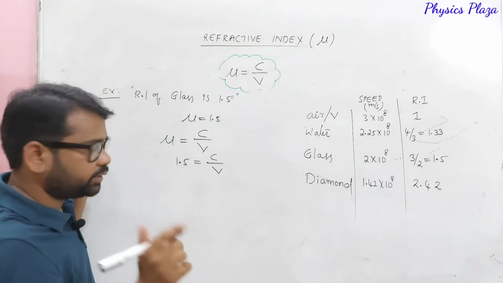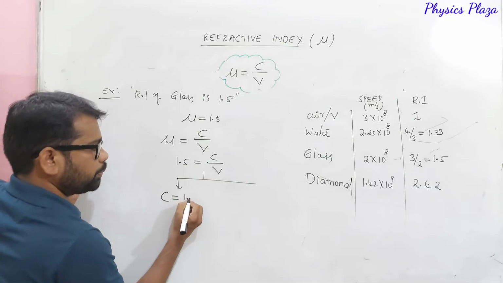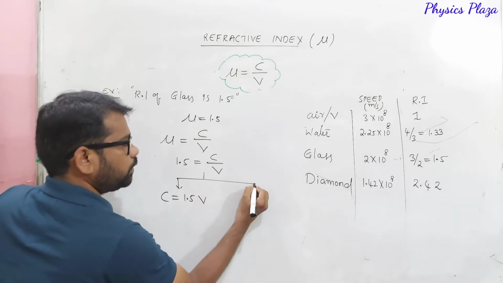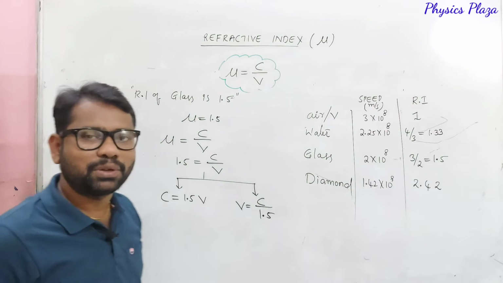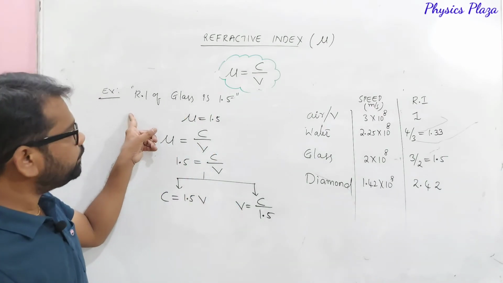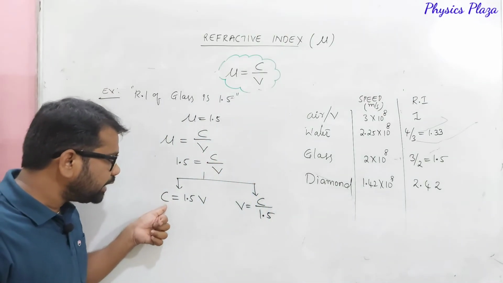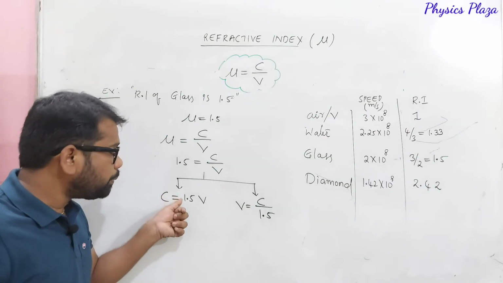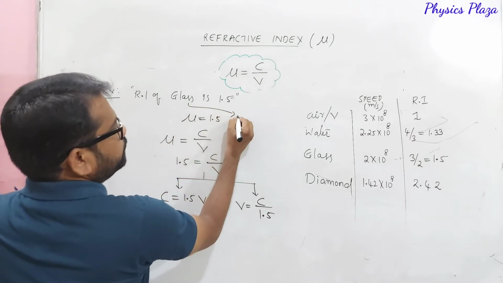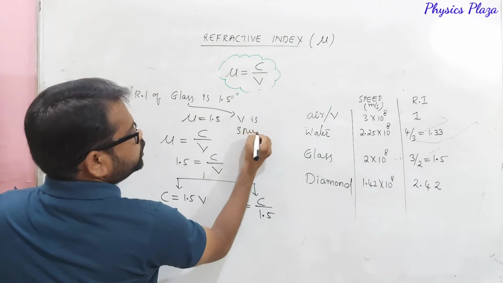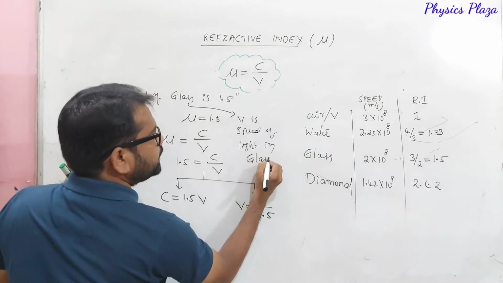Children, we can write this in two ways. We can write C is equal to 1.5 into V, or V is equal to C by 1.5. Of course, the meaning is the same. So again I repeat, the refractive index of glass is 1.5. What does it mean? It means that the speed of the light in air or vacuum is 1.5 times the speed of the light in glass. Here V is the speed of light in glass. Children, it's very, very important.